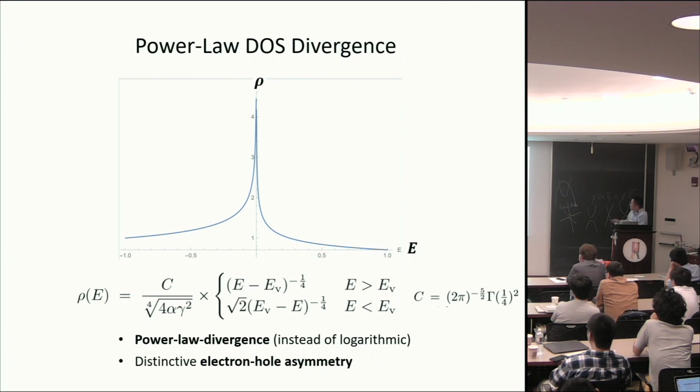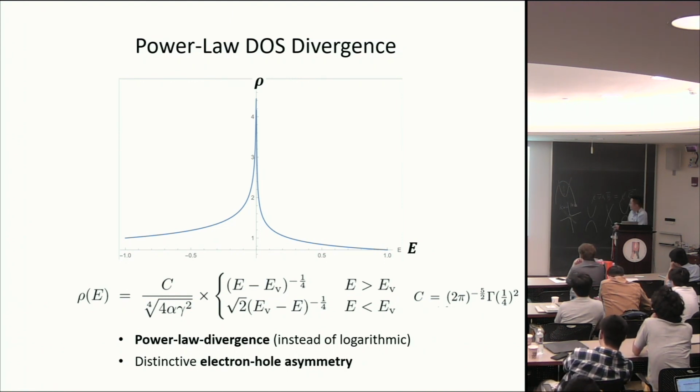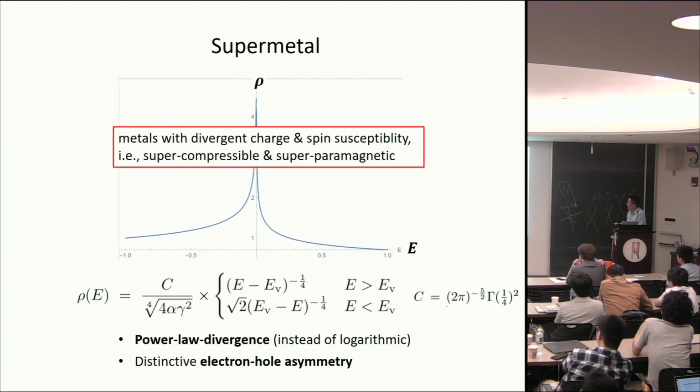Now, when we look at the density of states, it actually has a much stronger divergence. Instead of logarithmic, it's actually a power law divergence with an exponent of minus a quarter. Also, this density of states is asymmetric. At positive energy and negative energy, they differ by a factor of the square root of 2. All of this comes from just this dispersion, and it is different from the ordinary Van Hove singularity. It's too much to keep saying high order Van Hove singularity, so we introduce a terminology: we call it a supermetal.